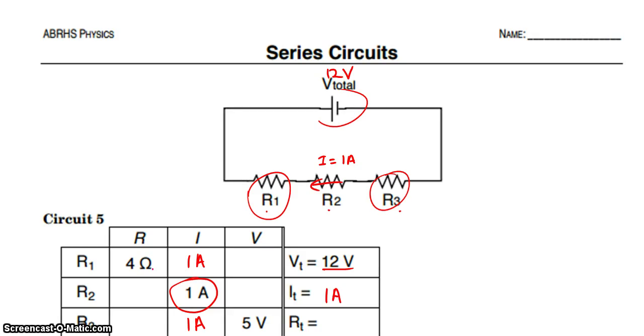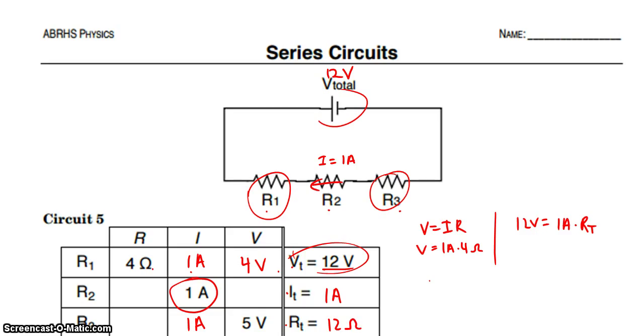Now I look, I have these two, I can find the third using Ohm's law. Same with this. I have these two, I can find this third using Ohm's law. So let's do that and see what we find out. So 4 times 1 is equal to that voltage. So this is going to be 4 volts. Over here, if I look at this one, 12 volts is equal to 1 amp times R total. So R total has to be 12.